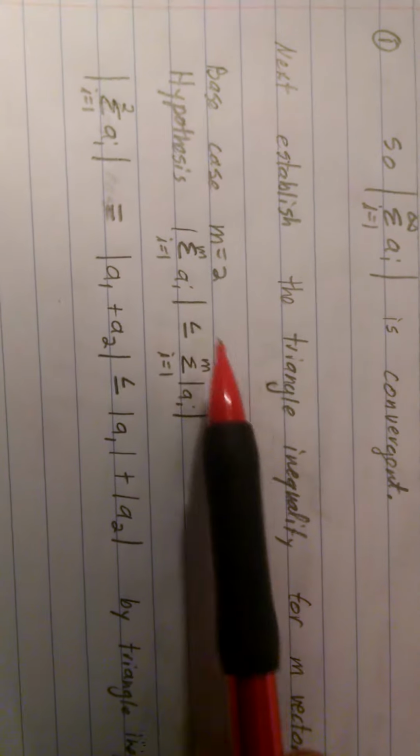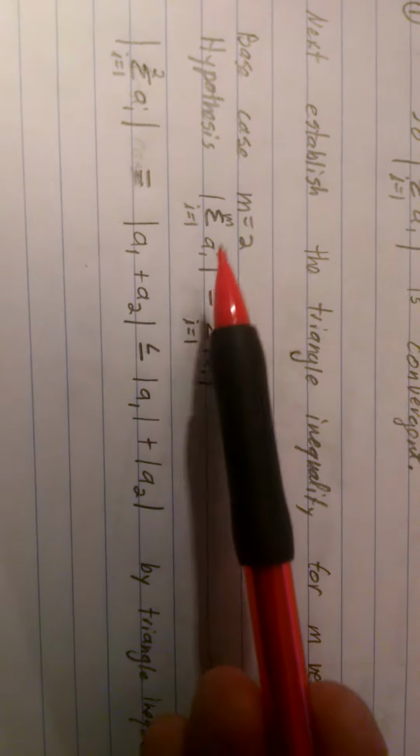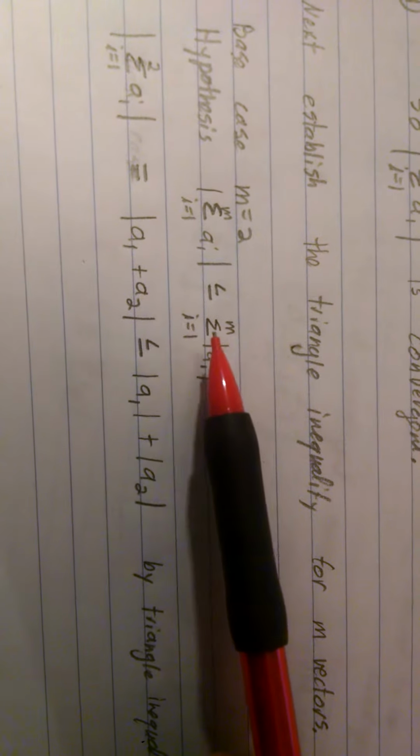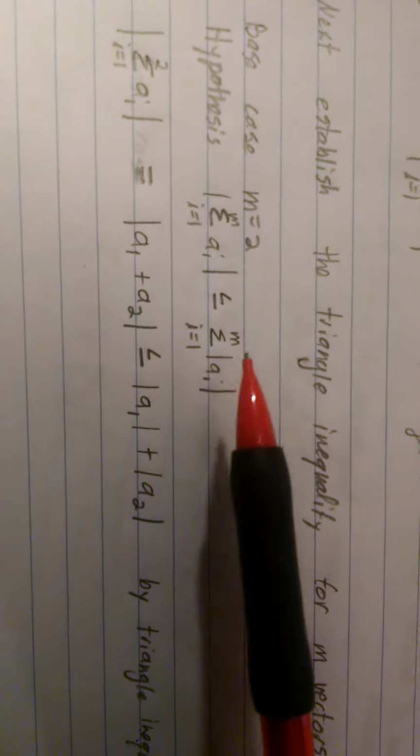Now we're going to establish the triangle inequality for m vectors. Ultimately, we're going to try to get this m up to infinity, but we're not ready yet. The base case for this is m equals 2, and our hypothesis is that the absolute value of the summation of i equals 1 ai to m is less than or equal to the summation of i equals 1 of the absolute value of ai to m. Paul didn't write these out, and I thought it was just helpful to walk through really what induction we were doing here.